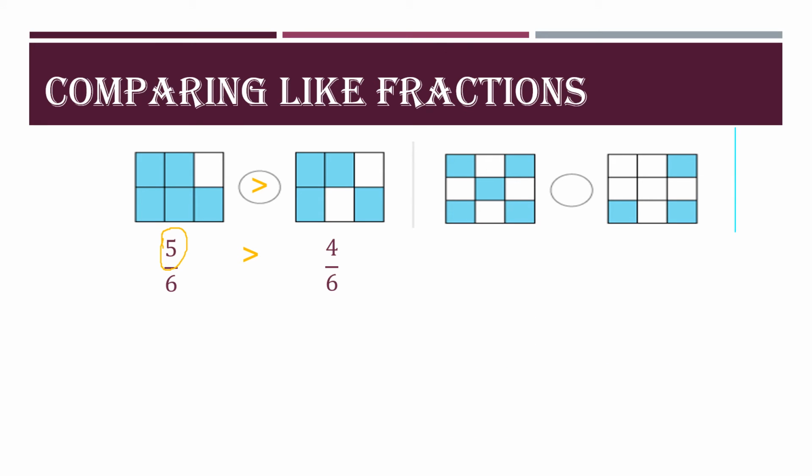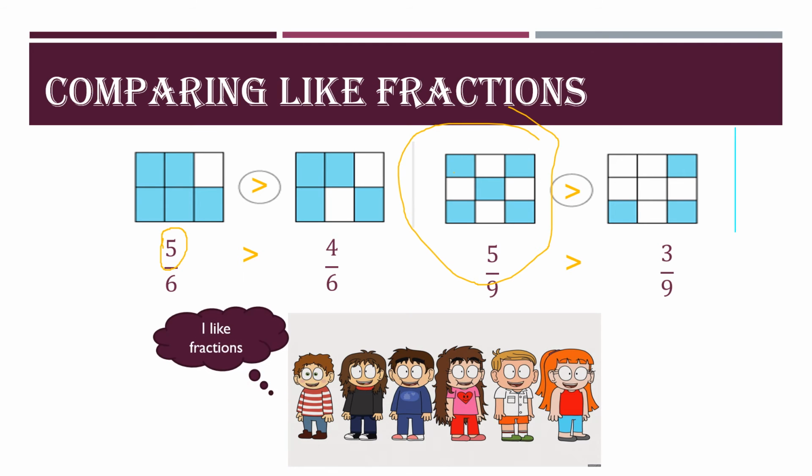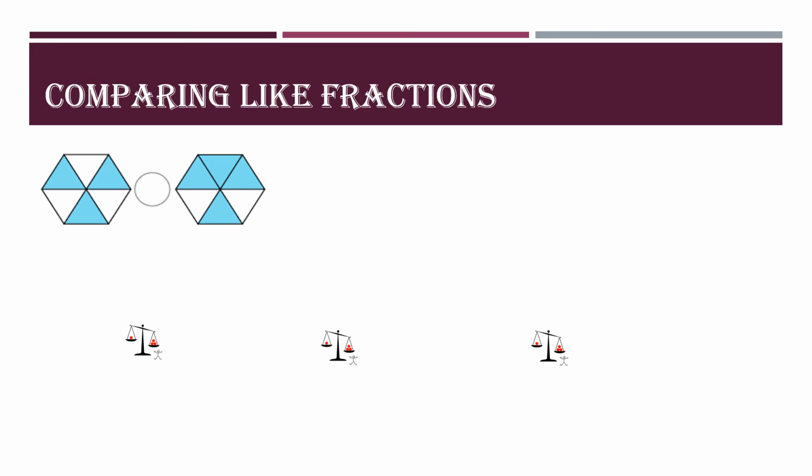That's it. One more example, where we need to find the shaded fraction. Here, as we can see, there are 9 blocks in total, and out of 9 blocks 5 are shaded. The shaded fraction is 5 by 9. In this figure 3 are shaded, so the shaded fraction is 3 by 9. So which is greater? 5 by 9. Yes, 5 is greater than 3, so 5 by 9 will be greater than 3 by 9. Okay, that's great if you are liking the fractions. Let's move ahead.